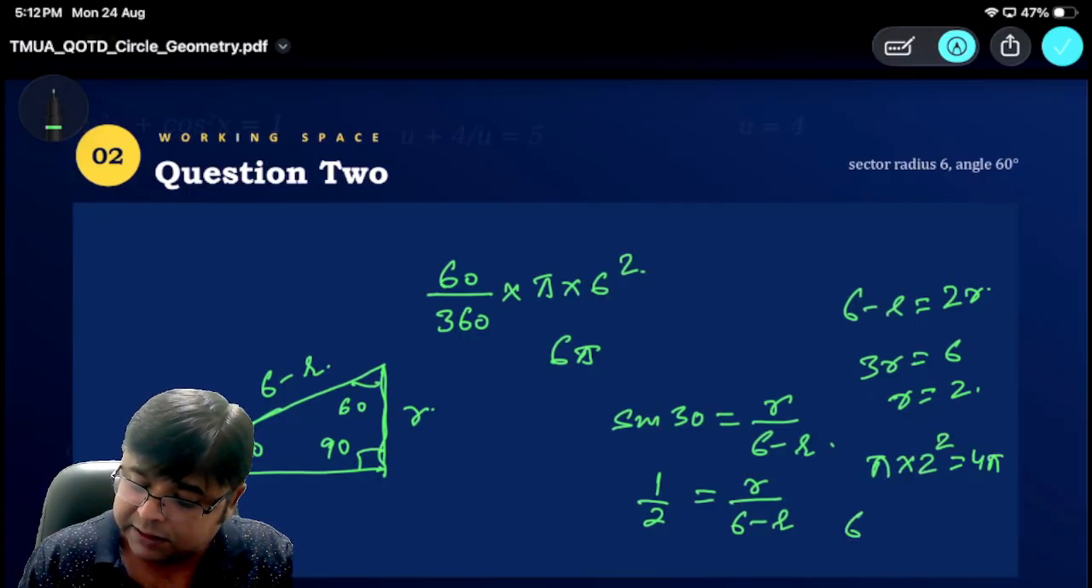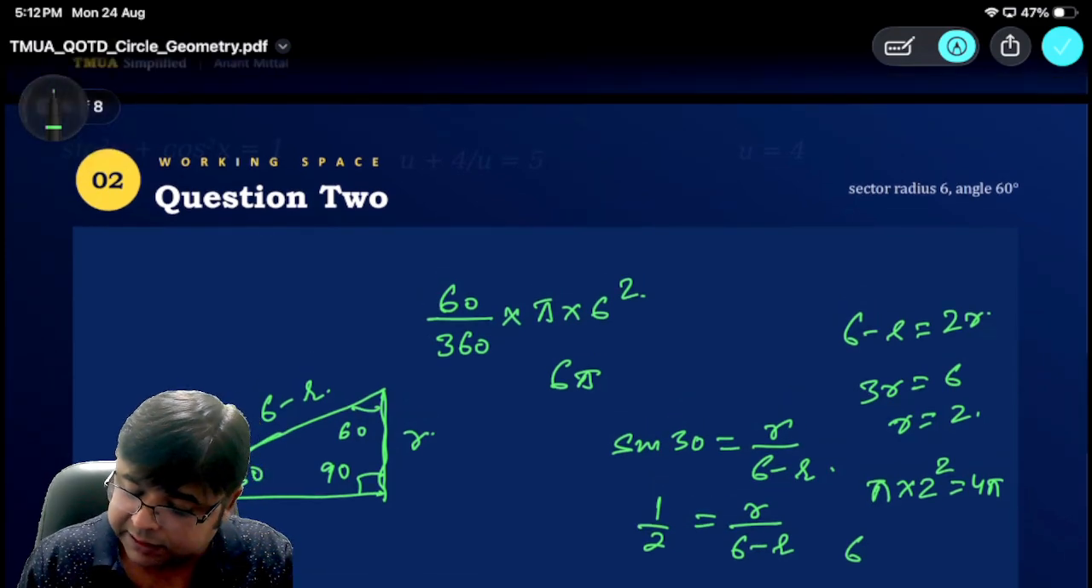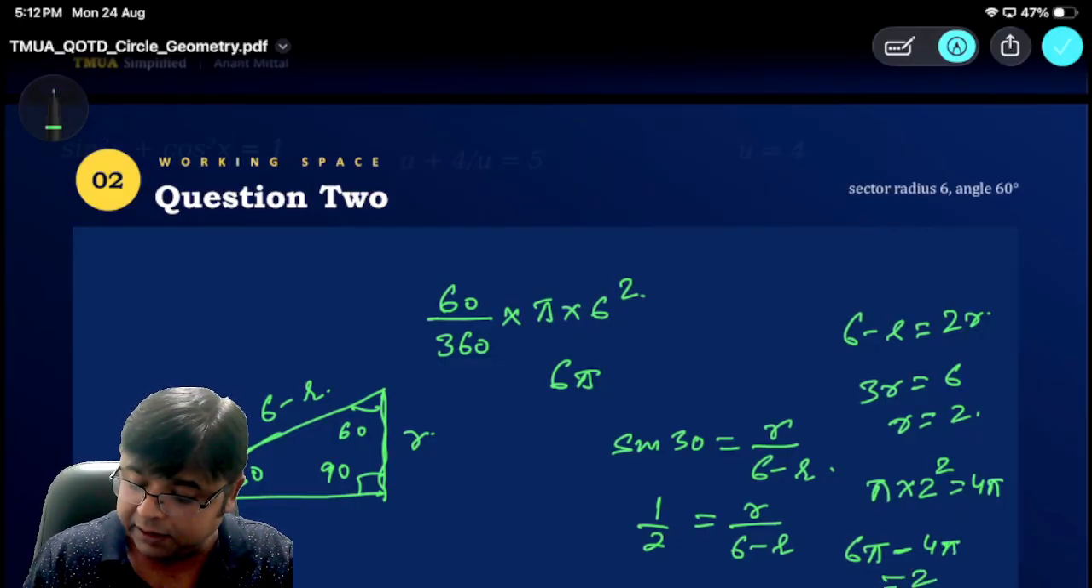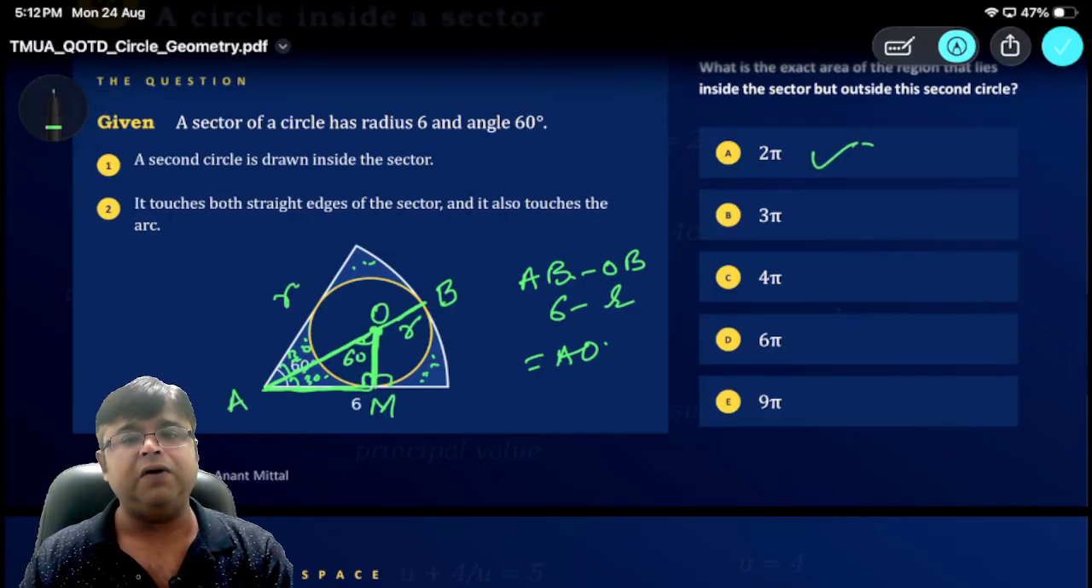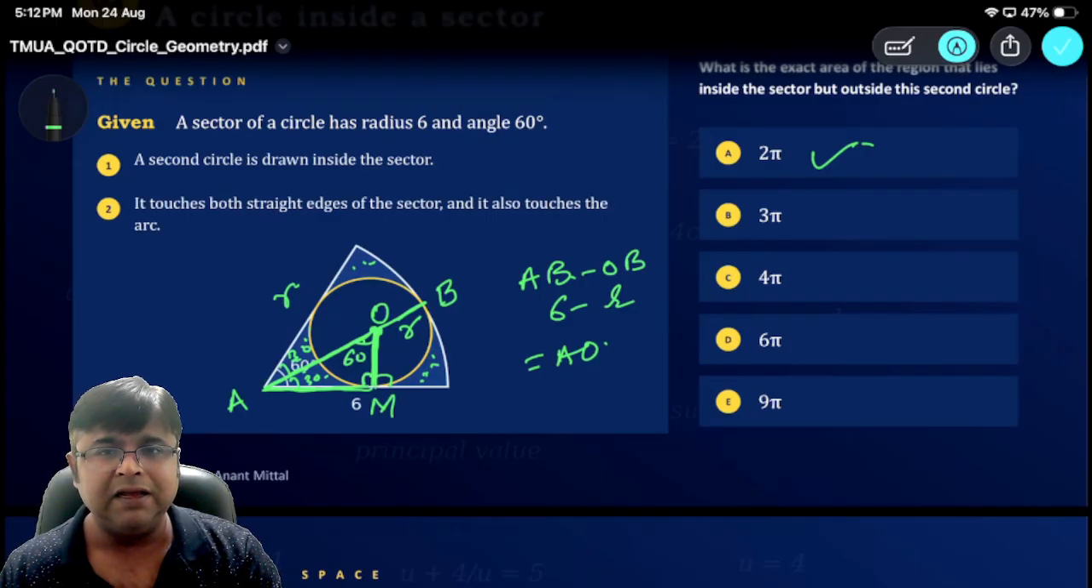My answer will be 6 pi, as I calculated for the sector, minus 4 pi for the circle. So it gives me 2 pi. So 2 pi is the correct answer. So this is how I can do these kinds of questions, right?